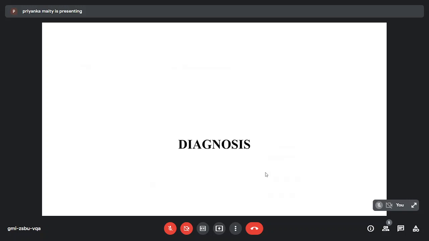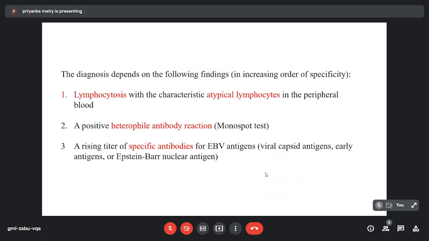Diagnosis of infectious mononucleosis. The diagnosis depends on the following findings in increasing order of specificity. 1. Lymphocytosis with the characteristic atypical lymphocytes in the peripheral blood. 2. A positive heterophile antibody reaction or monospot test. 3. A rising titer of specific antibodies for EBV antigens: viral capsid antigens, early antigens, or Epstein-Barr nuclear antigen.